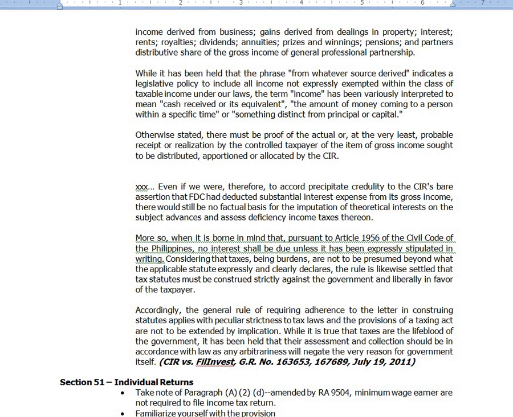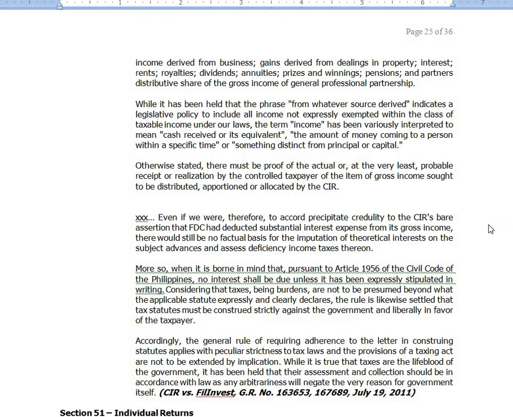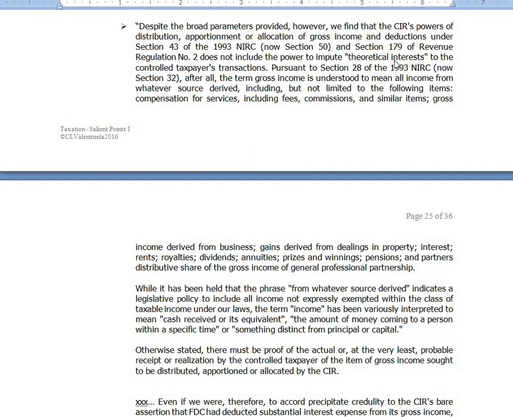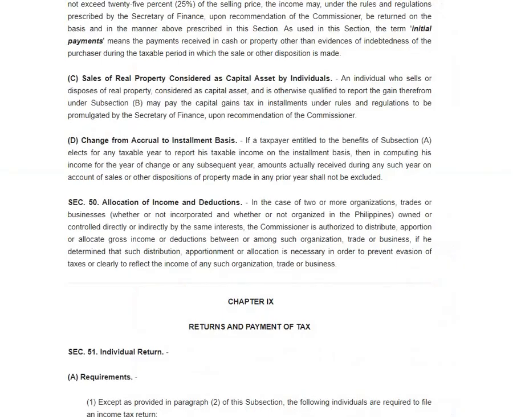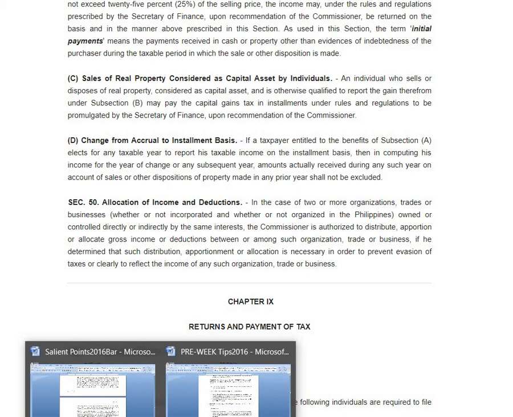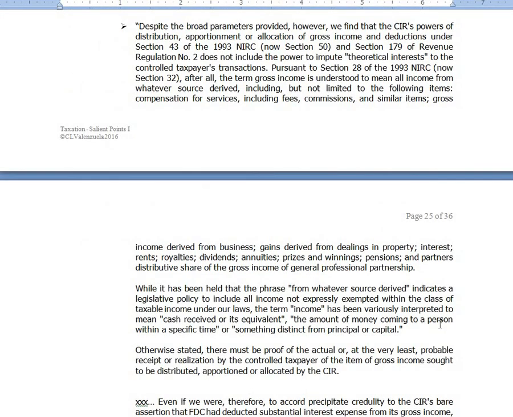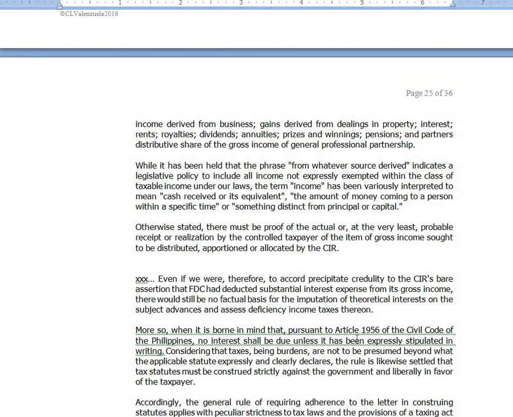So what happened here? Well, the Supreme Court disallowed the imputation of theoretical interest because first, under Section 50, you are not allowed to expand what is the plain meaning here, right? Because the gross income, as said, should be what is actually received, or at the very least should probably be received, or the actual events test. In this case, the Supreme Court cited Article 1956 of the Civil Code that interest cannot be collected or cannot be considered as due when it is not in writing.